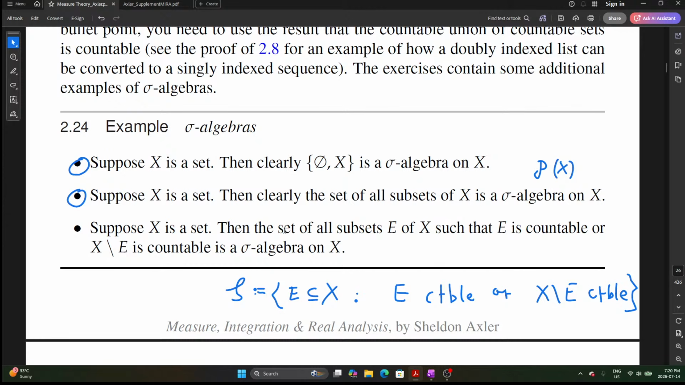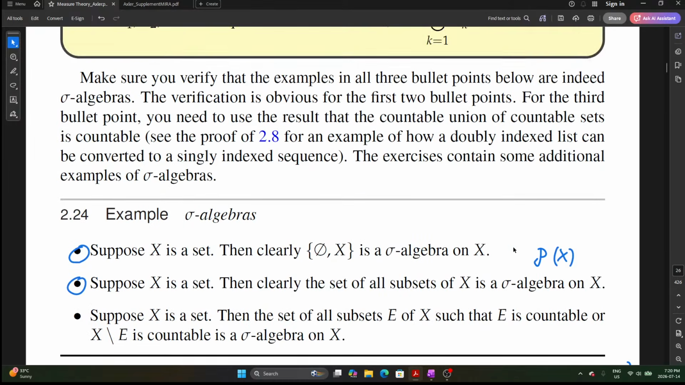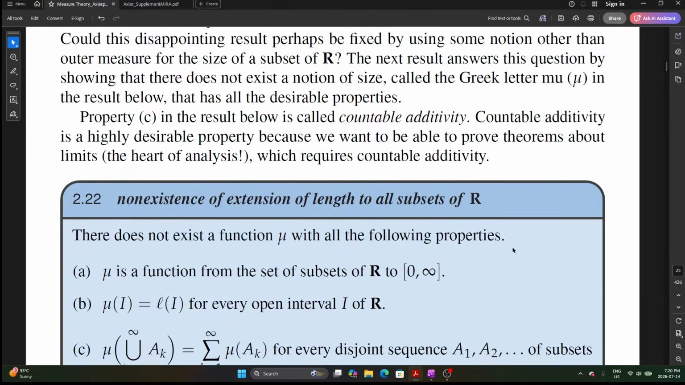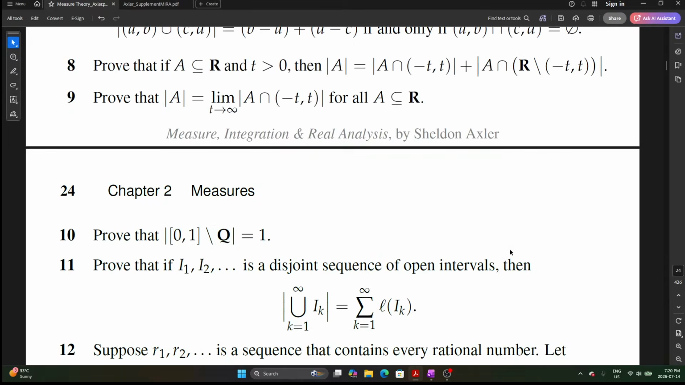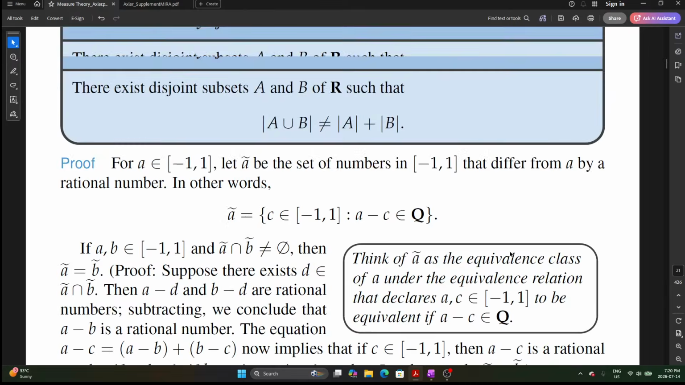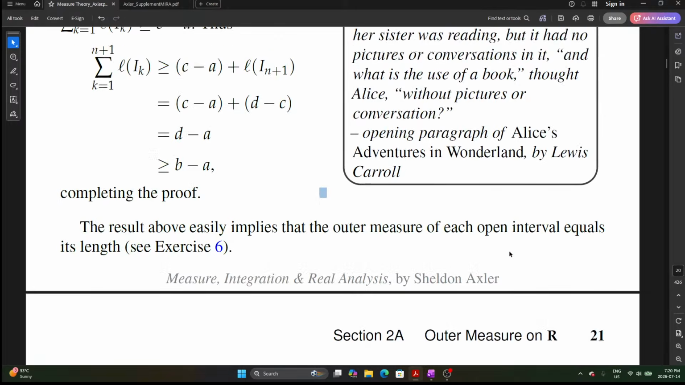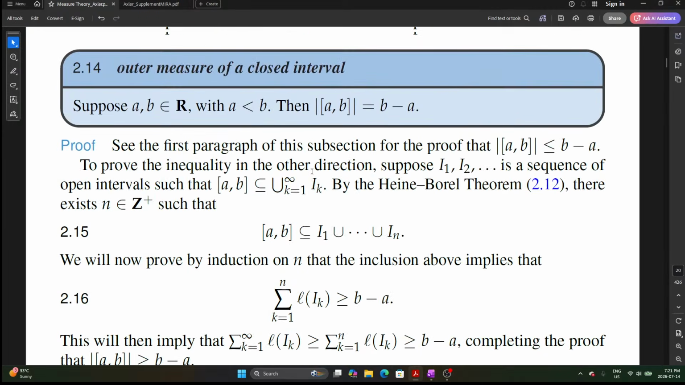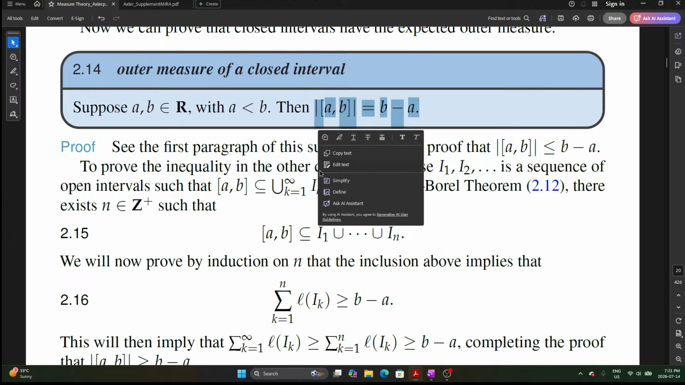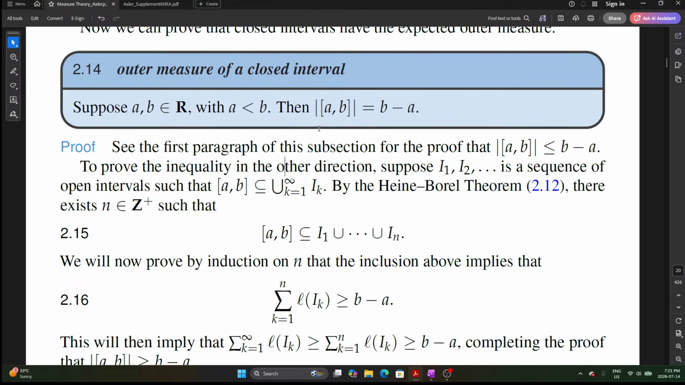And then we did two difficult proofs, in my opinion. One is the outer measure of the closed interval. It looks rather innocent, but it's not easy to prove. This is the one we did last time. The outer measure of a closed interval a to b is b minus a, because proving it needs the compactness of the closed interval a to b, the Heine-Borel theorem.